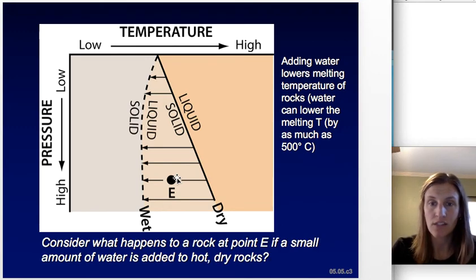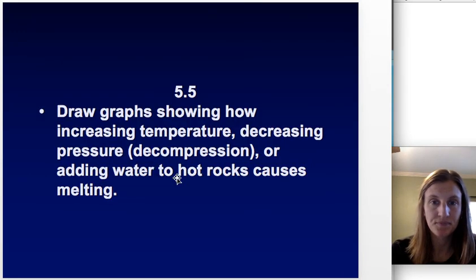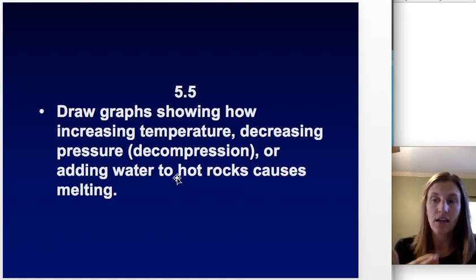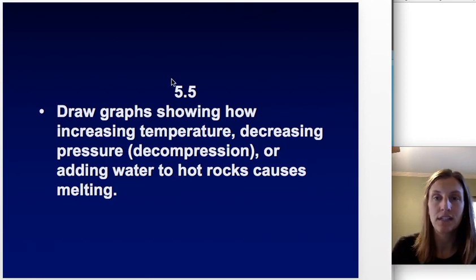So here you're seeing a rock that's just restating, here's your rock at point E, you add water, it changes the whole pressures and temperatures of melting, and that rock then melts. So you should now be able to draw some graphs showing how increasing the temperature, decreasing the pressure, or adding water to the hot rocks causes melting, and start thinking about how that fits into different tectonic settings.